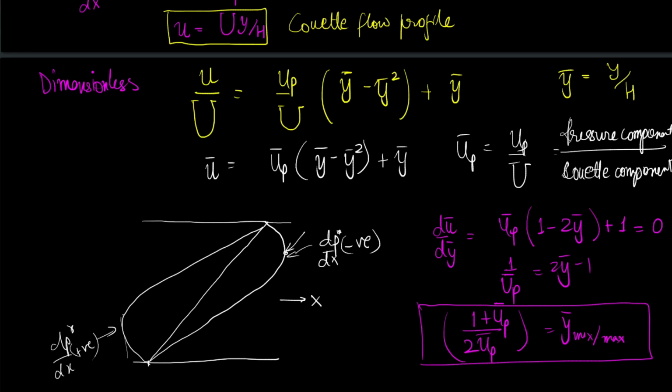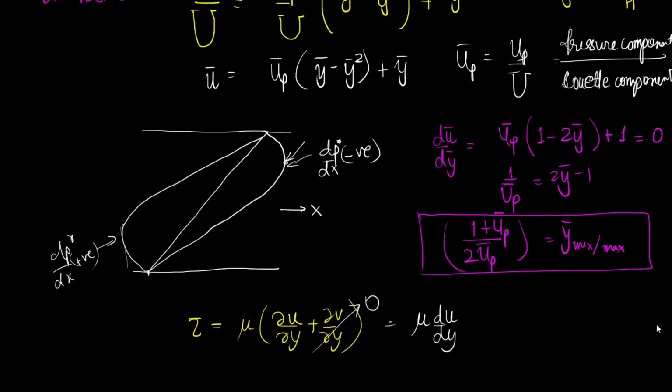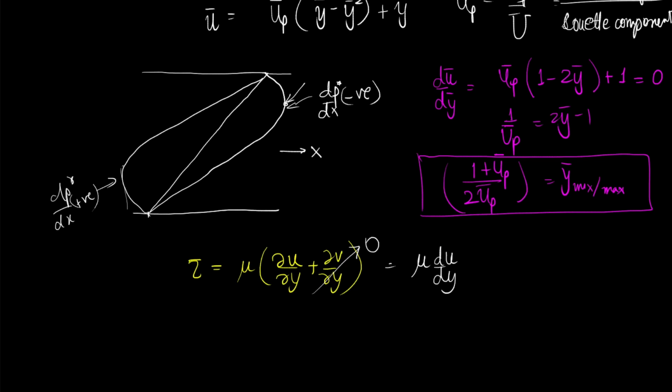What is the wall shear stress? The wall shear stress for such a problem can be found using the expression for the shear stress, which is mu times (del u del y plus del v del x) in general. But because in this case the y component of velocity is 0, this vanishes and this simply reduces to mu du dy, because u is a function of y only.